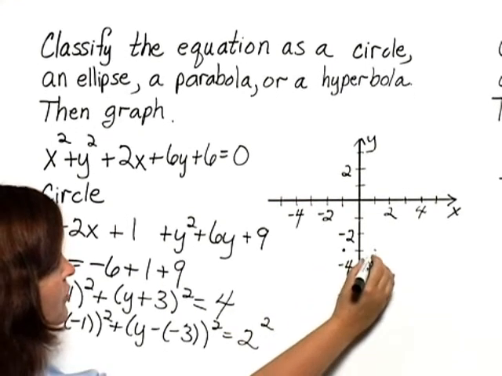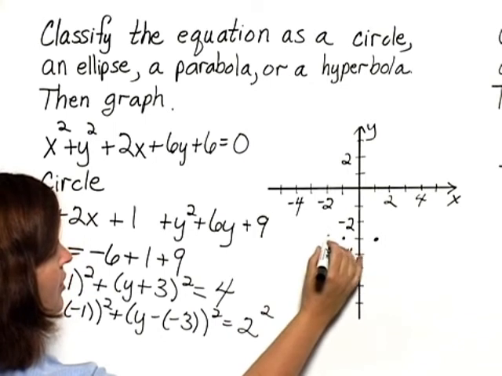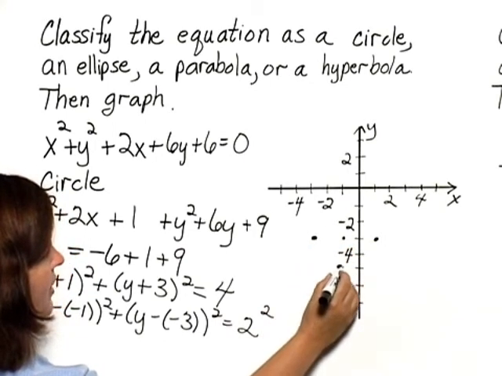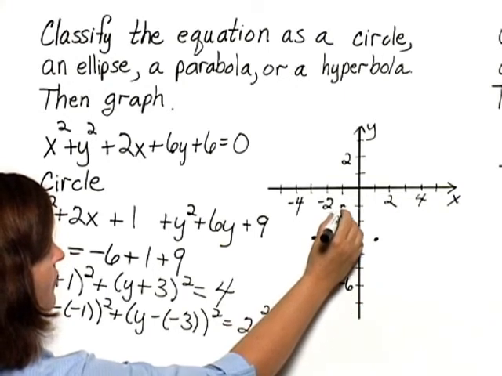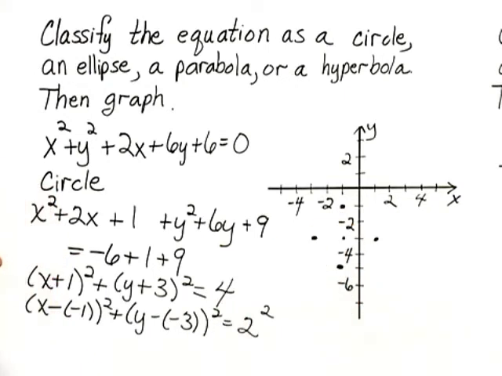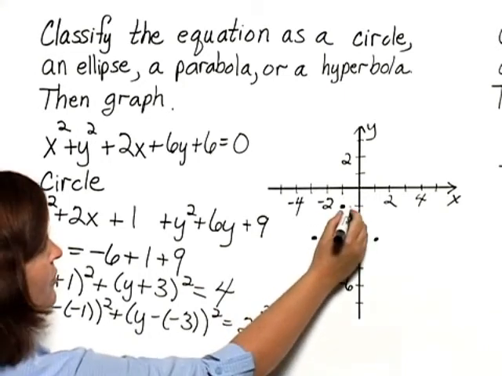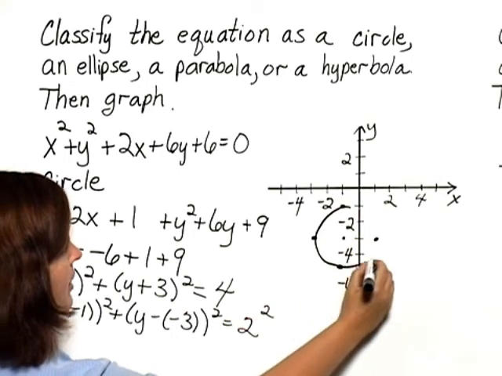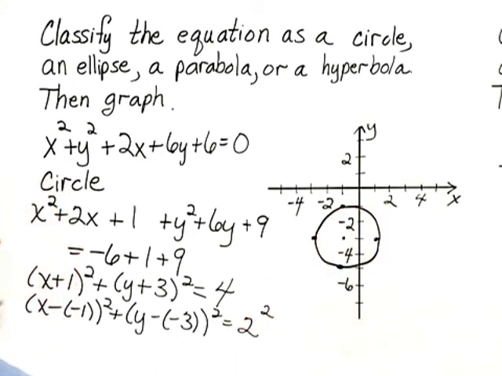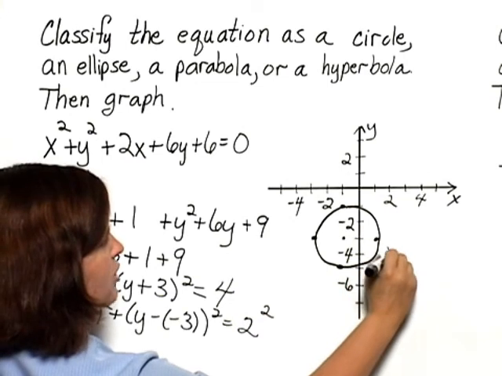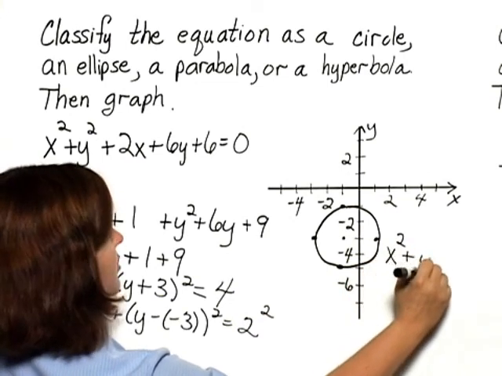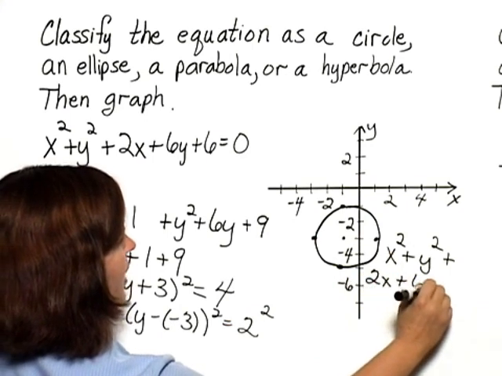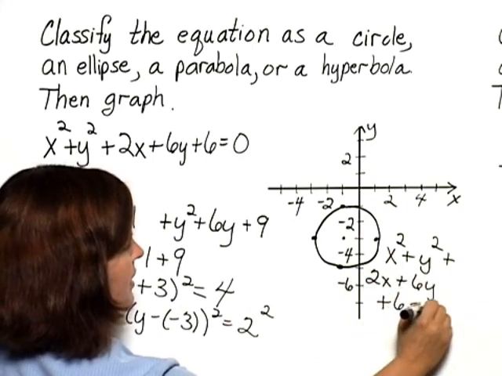Let's go 2 units right of the center, 2 units left of the center, 2 units down from the center, and 2 units up from the center. Those are 4 points that are on the circle, so we'll do our best to draw a circle through those points. And that will be the graph of the equation x squared plus y squared plus 2x plus 6y plus 6 equals 0.